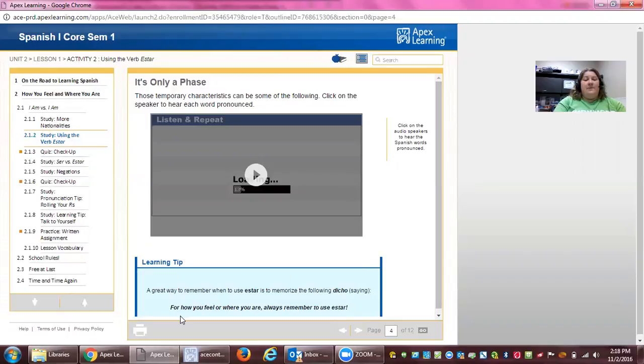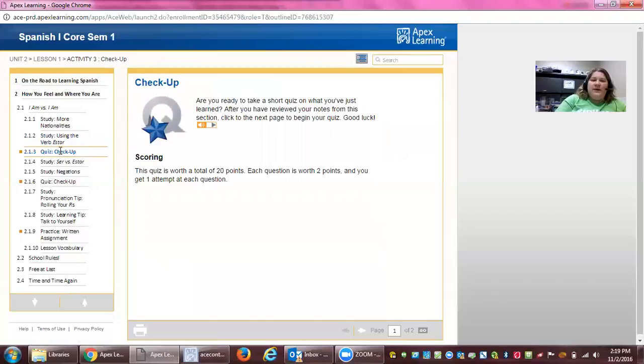And then here's that tip again for how you feel or where you are. Always remember to use Estar. So if it's been said by me, if it's been said by the program, if it's been said by Ms. Lawrence, maybe we should remember that saying, okay? So I want to go through just a little quiz checkup with you, and then I'm going to sign off for today, and I'll come back a little bit later and we'll go through the written assignment together.